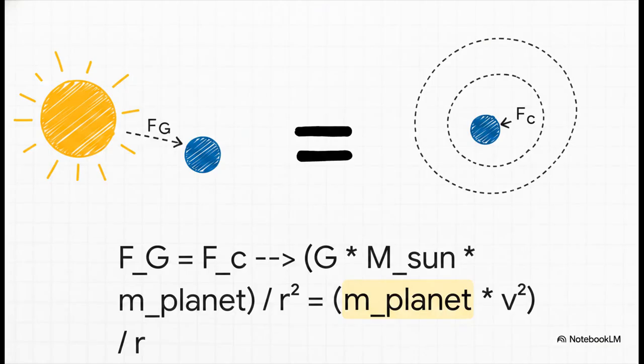And hey, if those two forces are really the same thing, then their formulas have to be equal, right? So we can literally just set the formula for universal gravitation on the left and make it equal to the formula for centripetal force on the right. This single line of math right here, that's it. That's the complete model of our planet's orbit. The answer we're looking for is hiding right inside.